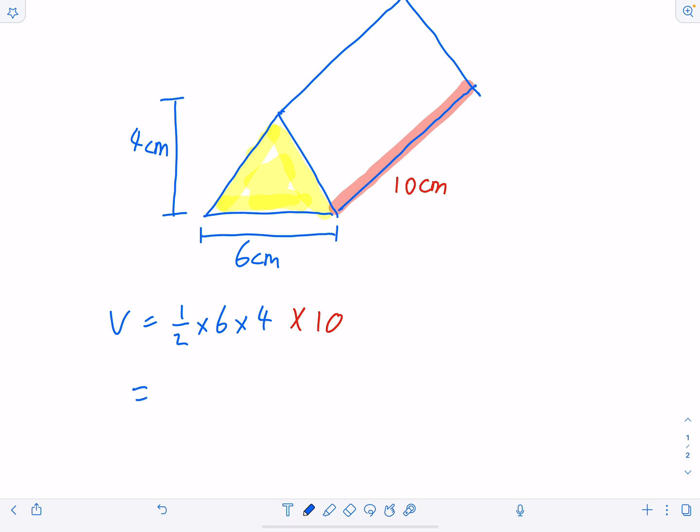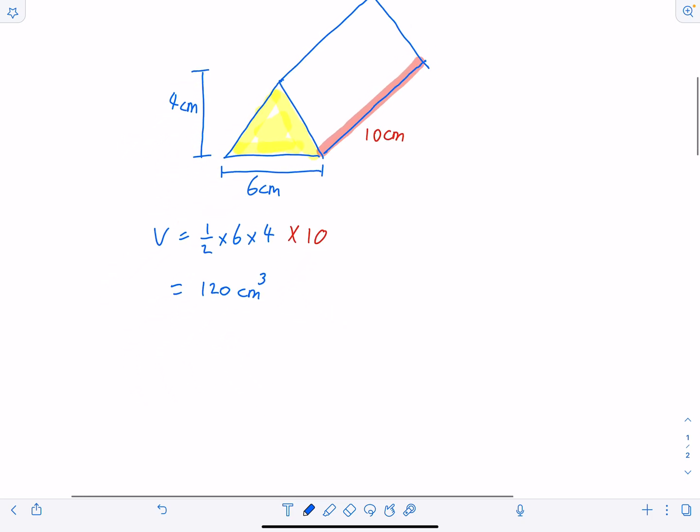Okay, so half times 6 is 3, times by 4 is 12, times by 10 is 120. So we've got 120 cubic centimetres. All right, that's the volume of that prism. All right, let's do another example.